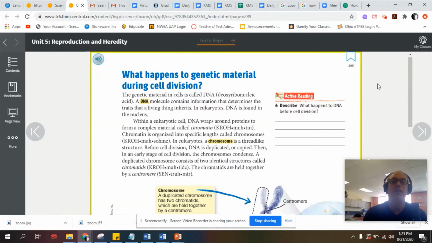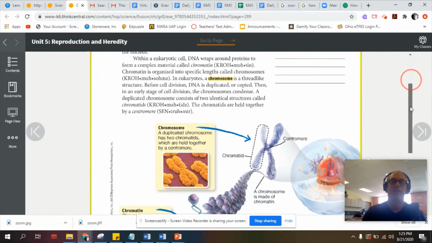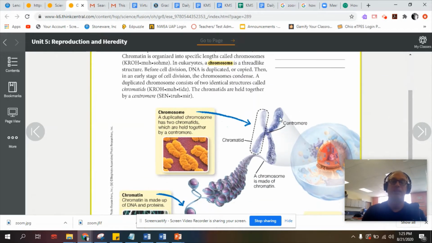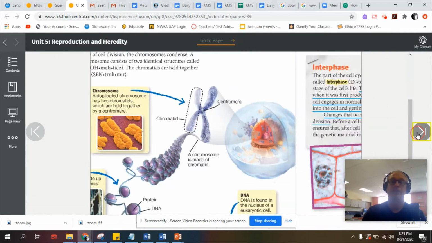Before cell division, DNA is duplicated or copied. Then, in an early stage of cell division, the chromosomes condense. A duplicated chromosome consists of two identical structures called chromatids. The chromatids are held together by a centromere. And you can see in the picture here that this DNA over here replicates to form this one over here. All right?